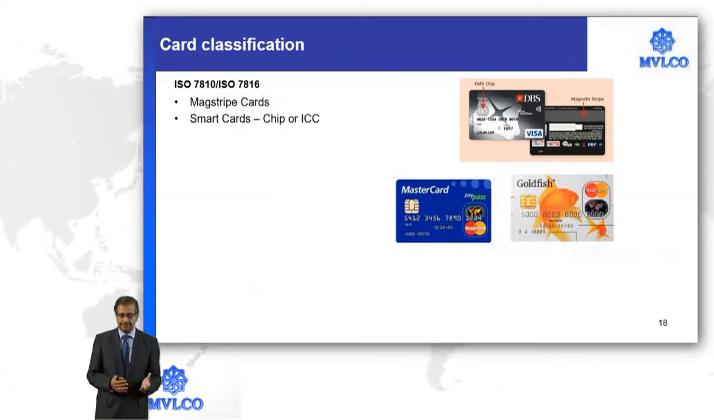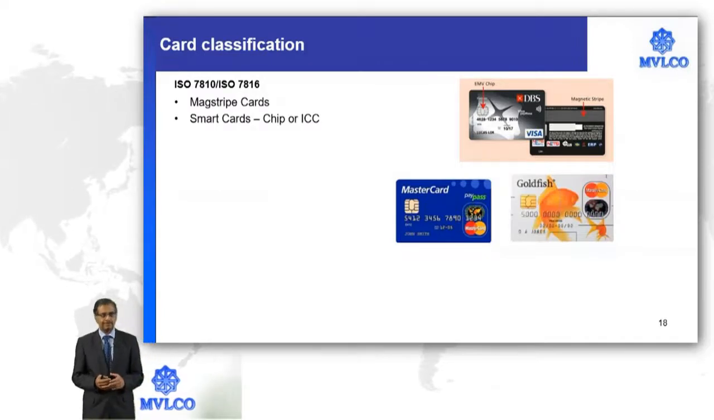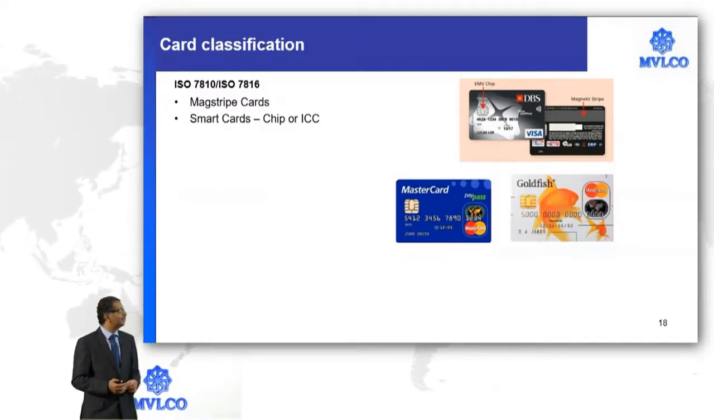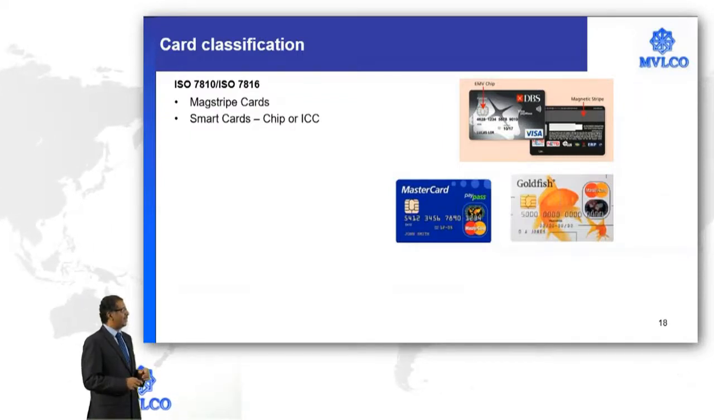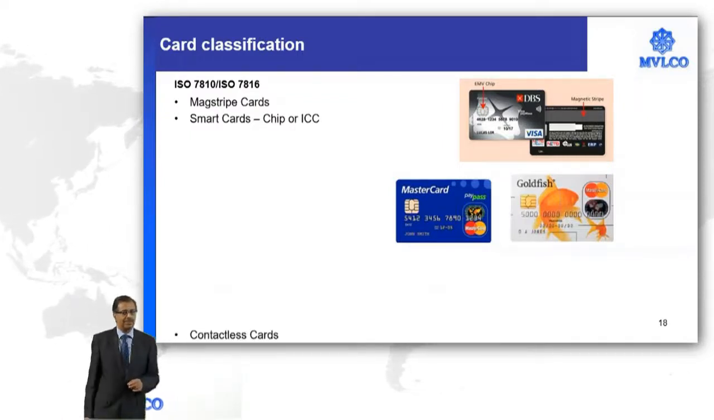Are we okay? Yes, clear. Yes, sir. 7810 is for magstripe and 7816 is for chip cards.